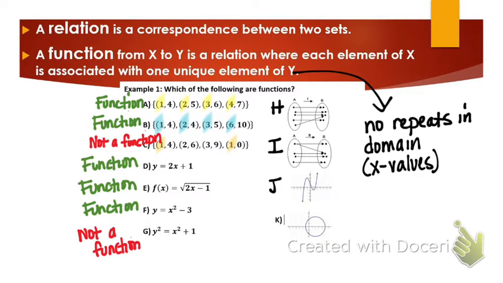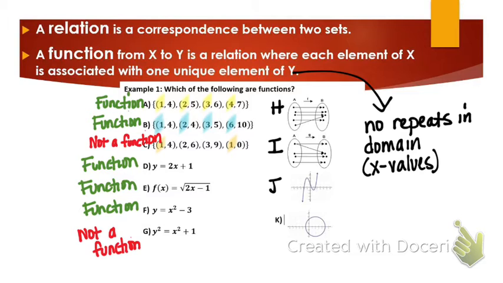Okay, so now let's look at maps. So when you're looking at a map, you're checking to see the arrows that come off the first oval, which is X, and the second oval is Y. So if you have 2 arrows coming off of one element in this first oval, that's what will cause it to fail the vertical line test.